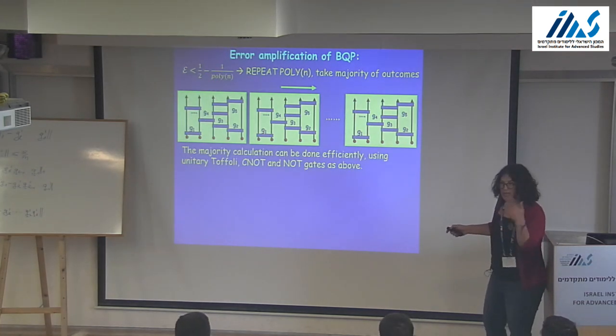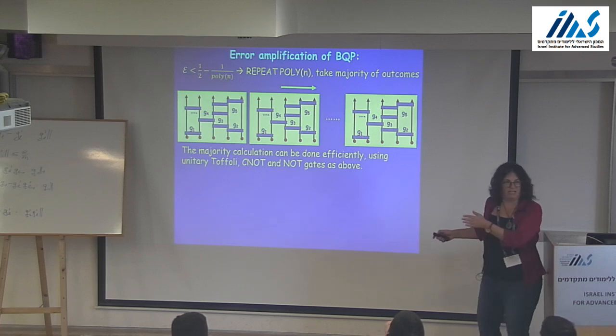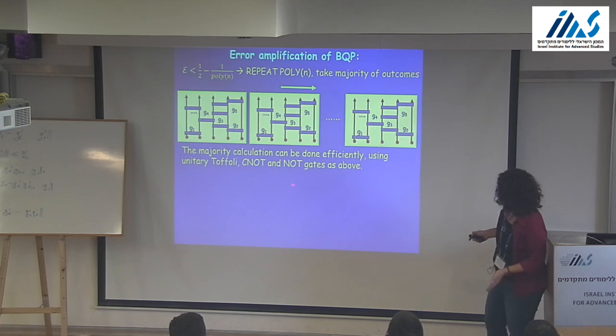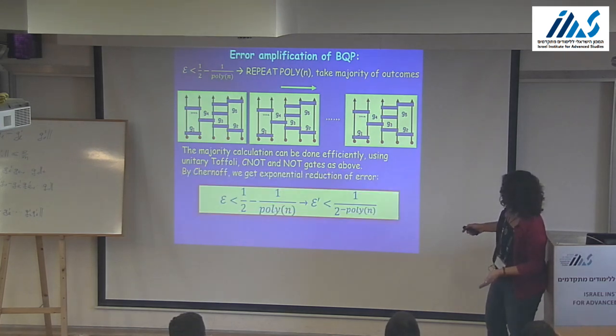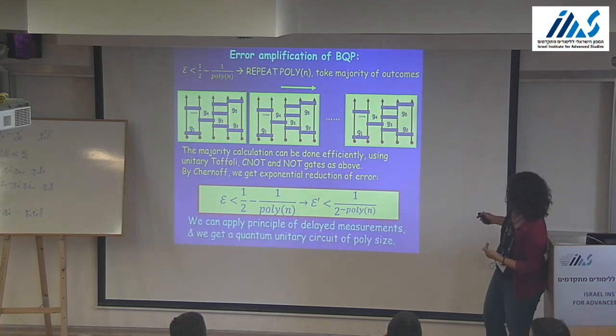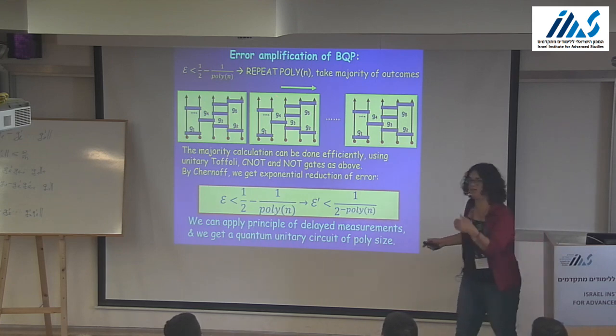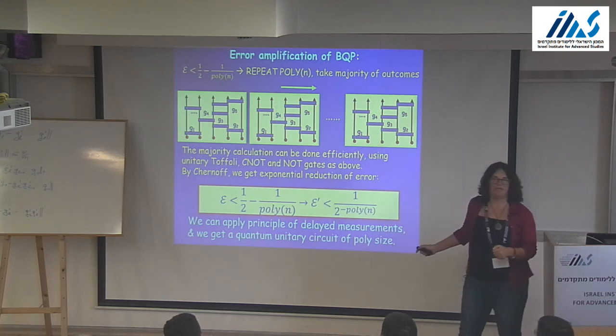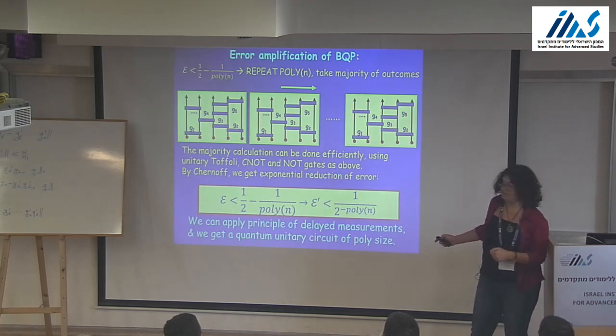To do that, we need the fact that P is contained in BQP so that the majority can actually be computed unitarily. So this majority is computed using Toffoli and NOT gates. And therefore, by Chernoff, just like before, we get exponential reduction of the error. That's the error reduction for BQP. And, well, it seems like we have used measurements before we applied the majority, but again, we can apply the principle of delayed measurements, and we don't need the measurements in the middle.